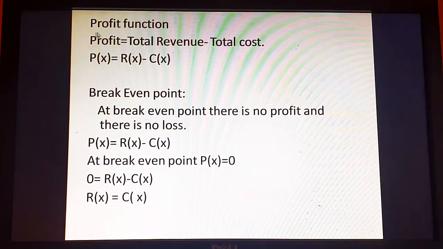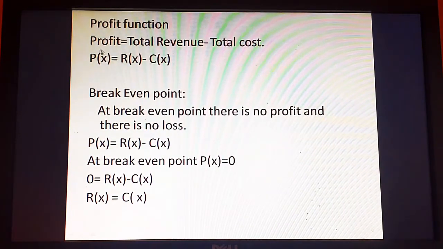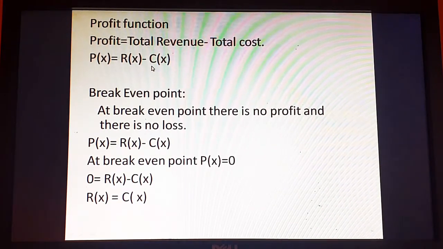Next, profit function. So what is the formula to calculate profit function? Profit is equal to total revenue minus total cost. P of X is equal to R of X minus C of X. R of X is your revenue function. C of X is your cost function.